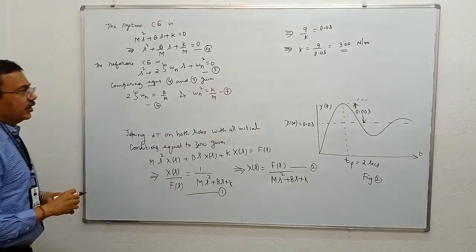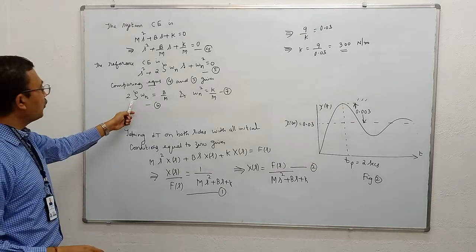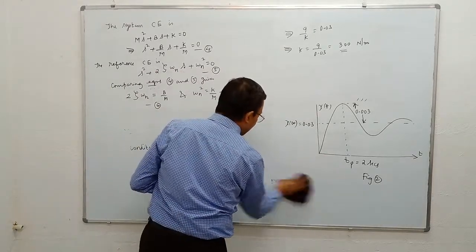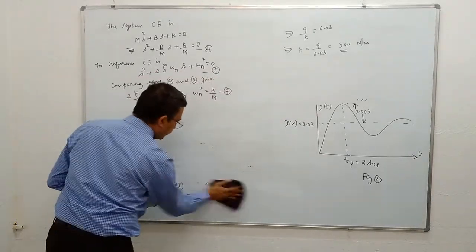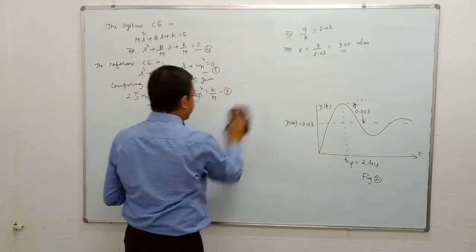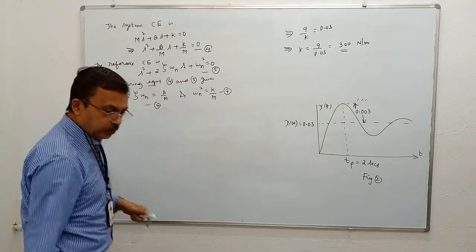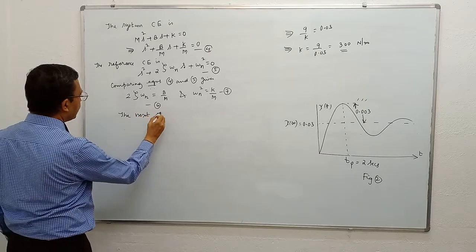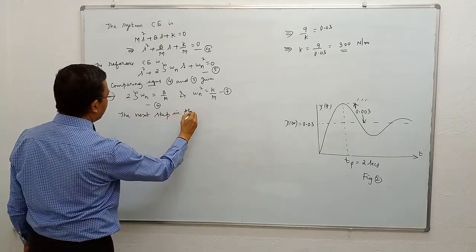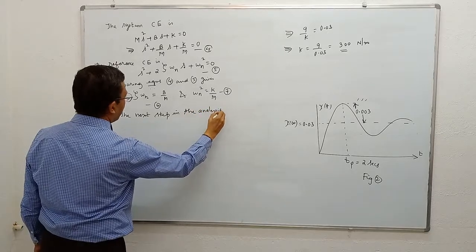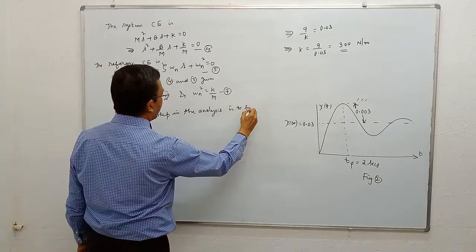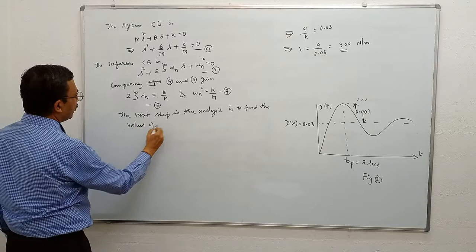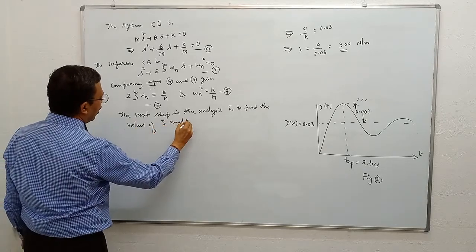The next step in the analysis is to find the values of zeta and omega n.